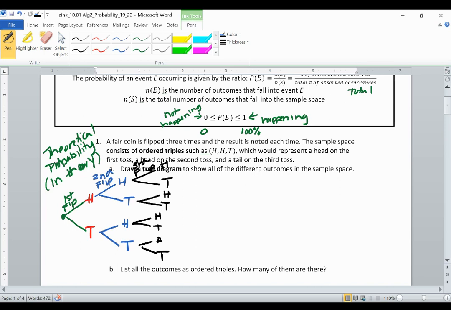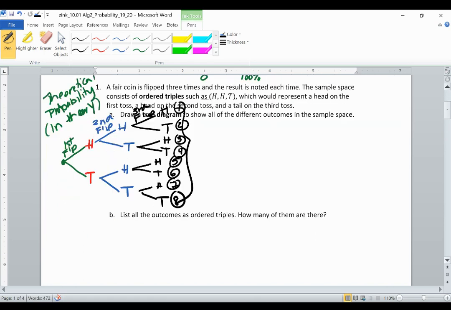So the question says, list all your outcomes as ordered triples, and how many of them are there? Well, before we list them as triples, we can figure out how many outcomes we have here. Because we have heads, heads, heads, that's 1. Heads, heads, tails is 2. Then heads, tails, heads is 3. Heads, tails, tails is 4. Tails, heads, heads is 5, 6, 7, 8. So there are 8 possible outcomes.